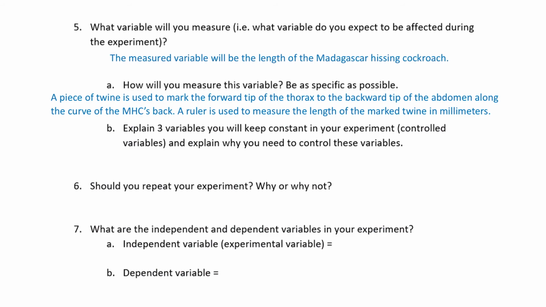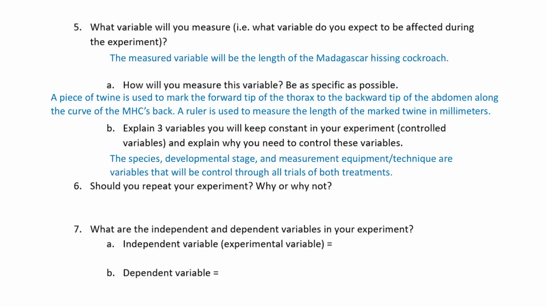5B, explain 3 variables you will keep constant in your experiment. These are going to be your controlled variables. And explain why you need to control these variables. So we need to control the species, developmental stage, and measurement equipment / technique to control all the trials of both treatments. So you also need to explain why you are stating these things, okay? So explain to me why each of these needs to be controlled.